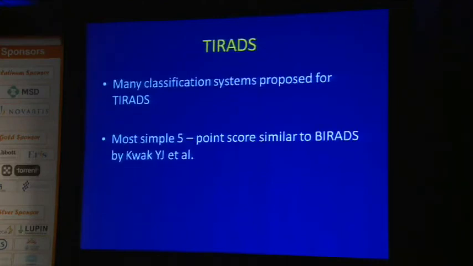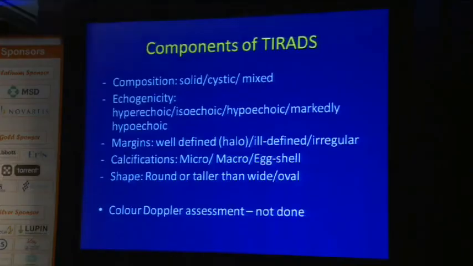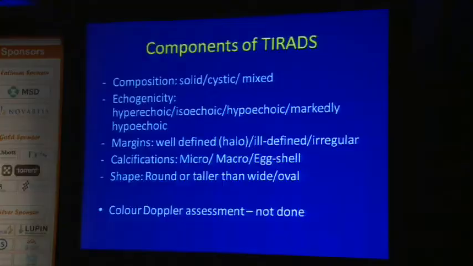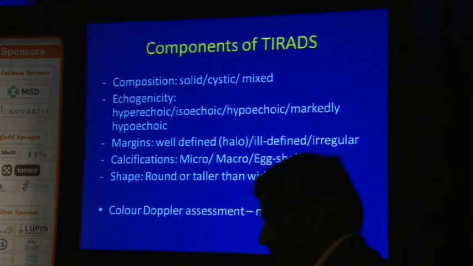There are many classification systems which have been proposed for TI-RADS, but the simplest of all is the one proposed by Kwak et al., which is very much similar to BI-RADS, and it's a 5-point scoring system. And it does not include vascularity, and I'll tell you an example of why. The components of TI-RADS include looking at the composition of the thyroid nodule first, whether it's solid, cystic, or mixed, echogenicity, the margins, calcification, and the shape.